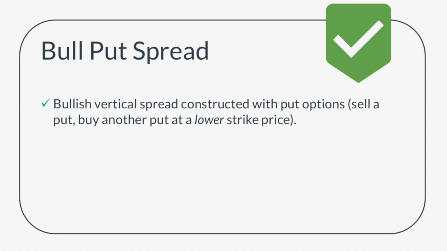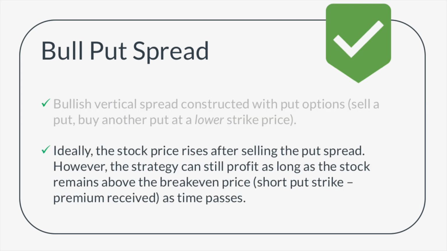Alright, well that pretty much wraps up this video. To quickly recap, the bull put spread is a bullish vertical spread constructed with put options, and that means you sell a put and buy another put at a lower strike price in the same expiration cycle with the same quantity. So if you sell 3 puts, you need to buy 3 more puts at a lower strike price in the same expiration cycle.